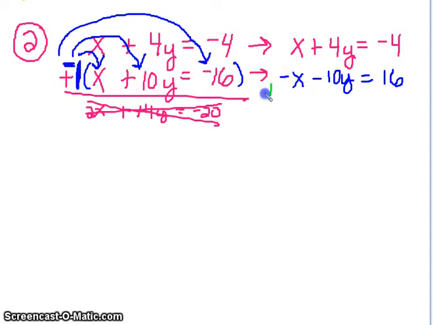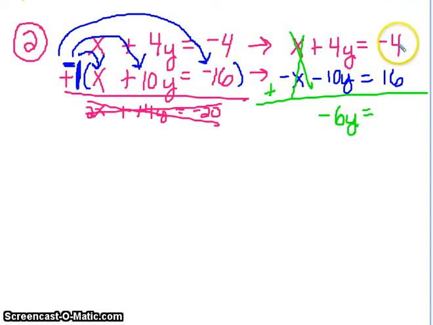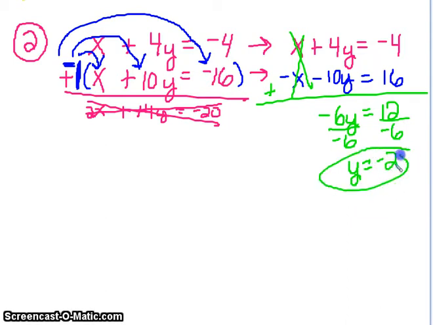And so now when I combine, we eliminate. X and negative x will cancel. This leaves me with 4y minus 10y, or negative 6y, and negative 4 plus 16, which is 12. Divide both sides by negative 6, and y equals negative 2.